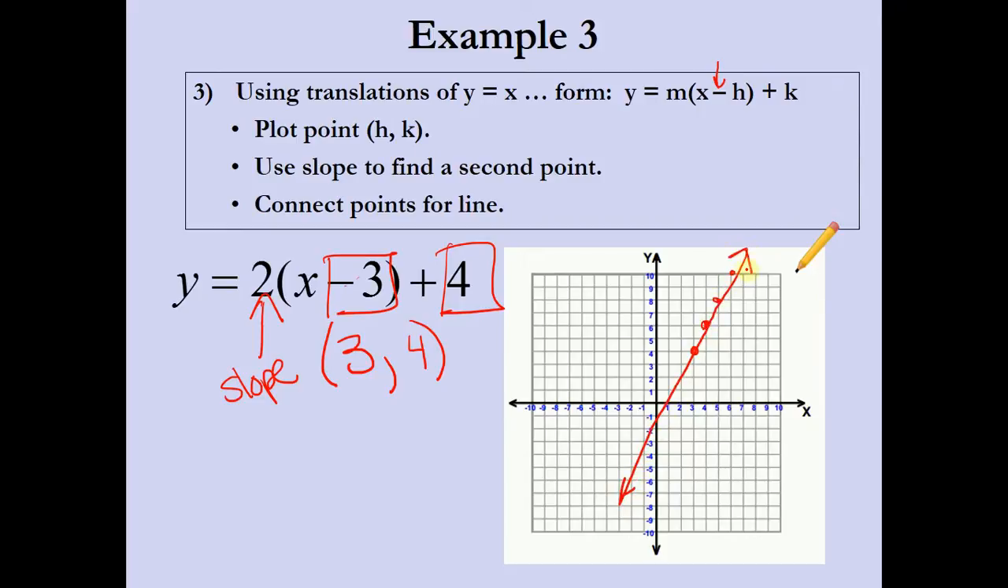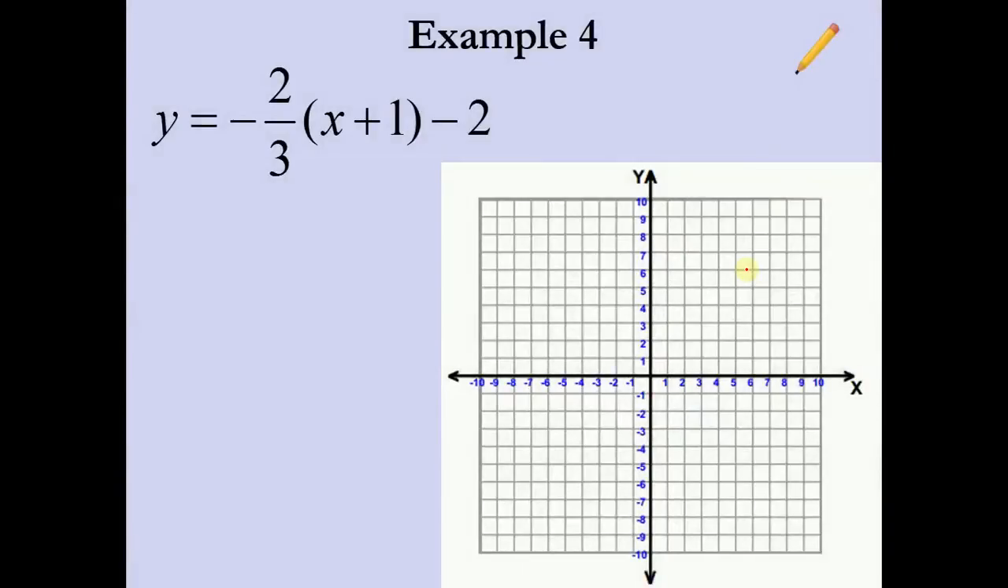Now, this is useful when we start to do what's called piecewise equations. That makes graphing a line much easier and not as difficult as we continue along. Let's try one more example here. So I have y equals negative 2/3 times the quantity x plus 1, minus 2.